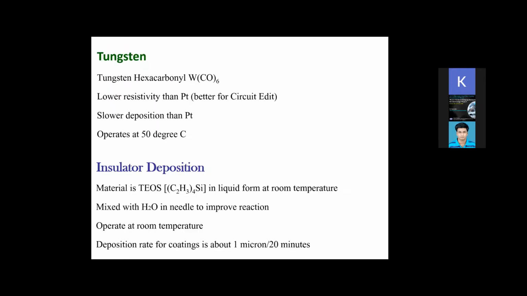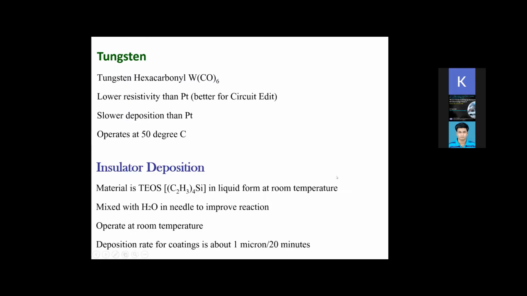Also, tungsten is a very common material which is also deposited, but platinum has some advantage. However, tungsten has a lower resistivity than platinum, and obviously in case of circuit editing, tungsten is mostly used instead of platinum, but it has a slower deposition rate and its operating temperature is slightly higher than in case of platinum.